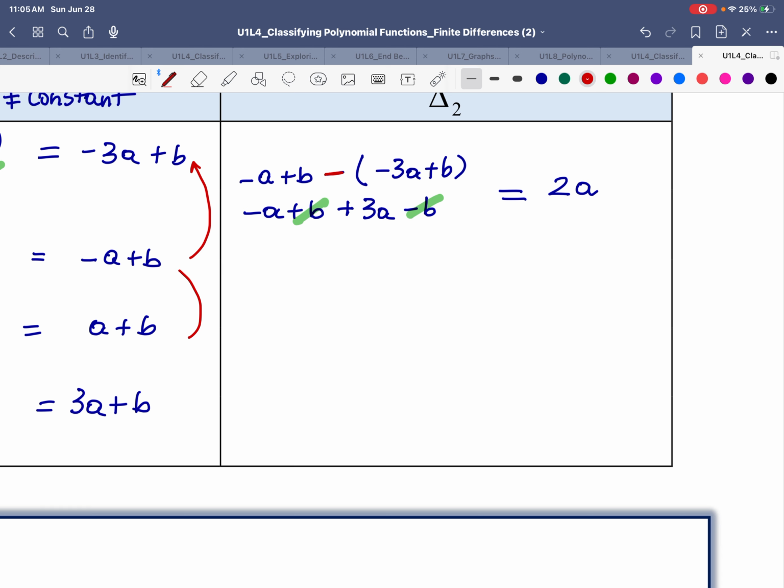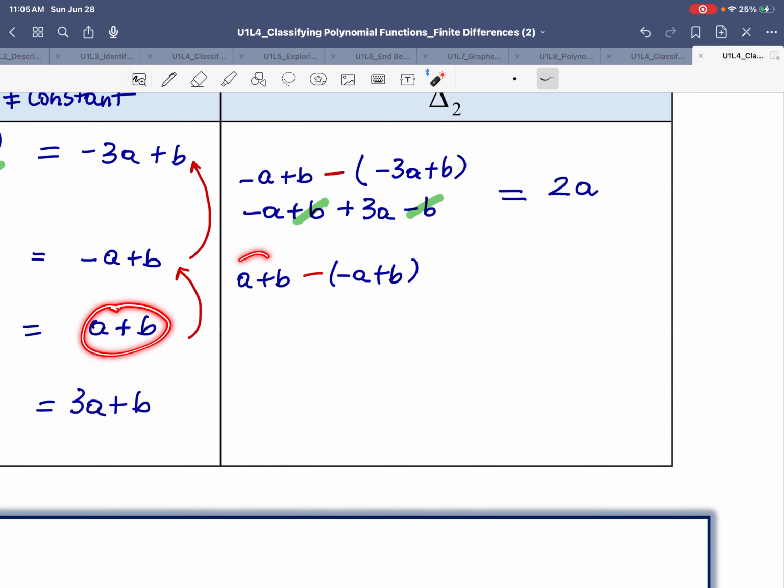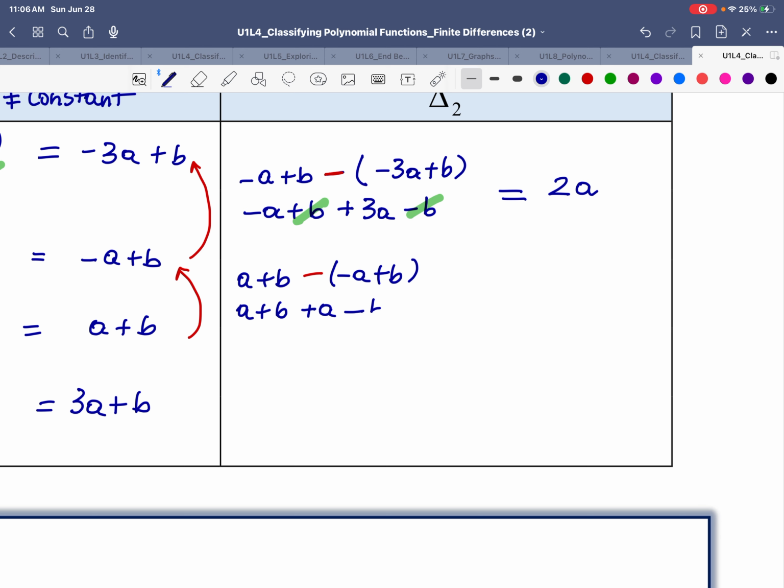Let's do the next set. We have a plus b, and we're subtracting from it negative a plus b. So from here, we're subtracting the previous one. Now, a plus b minus negative a is plus a, minus positive b. Again, b and negative b will add to 0, and the answer will be a plus a, or 2a. So I see consistency happening already. And the last difference we're doing here is 3a plus b, and we're subtracting this time a positive a plus b. Now 3a plus b minus a minus b.